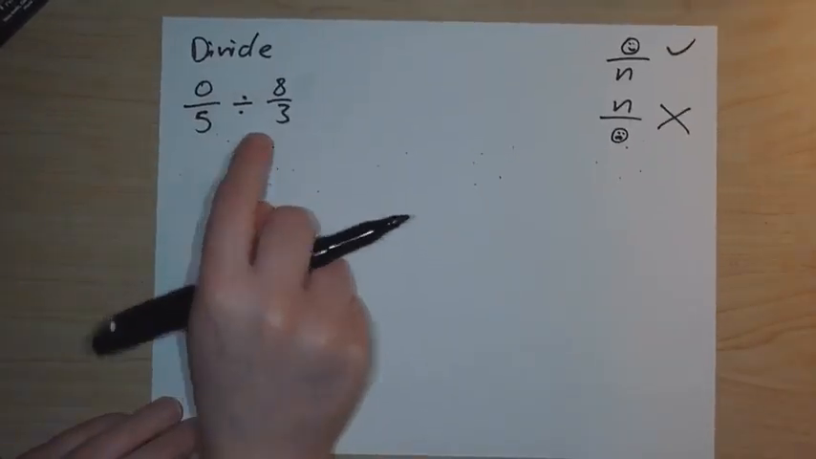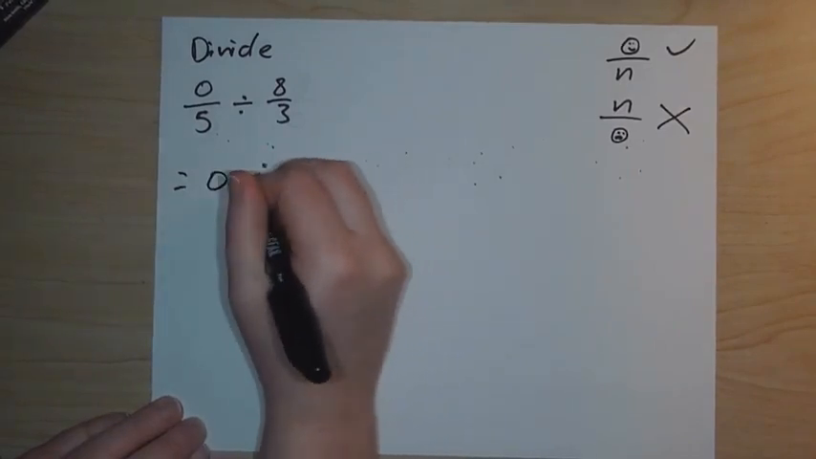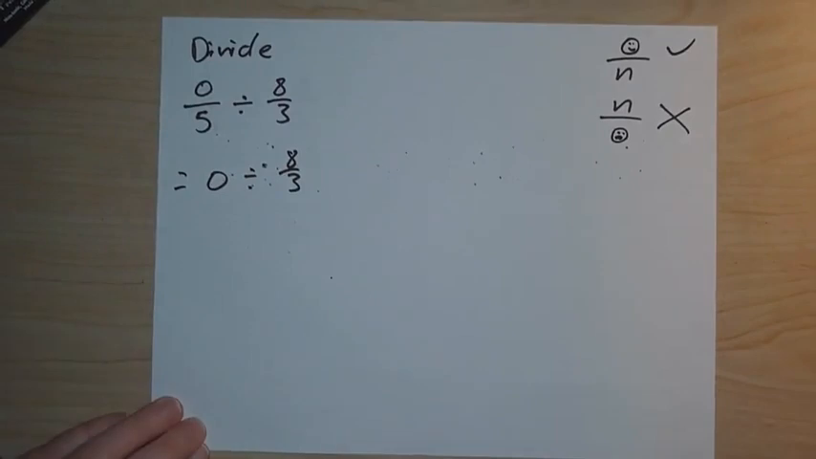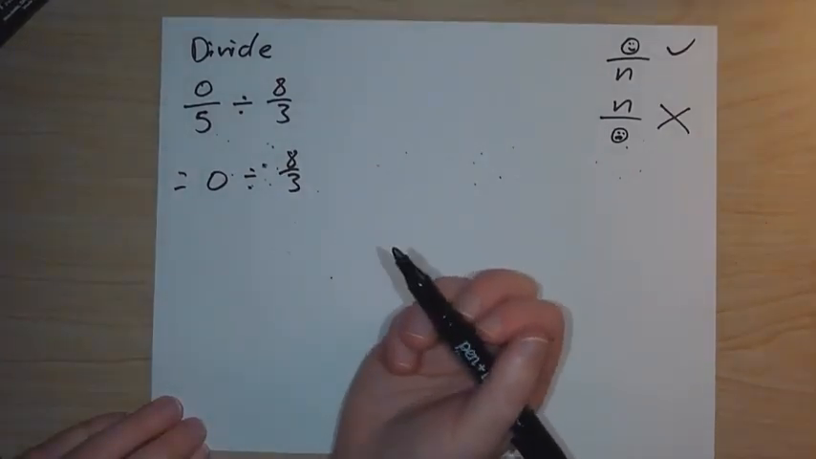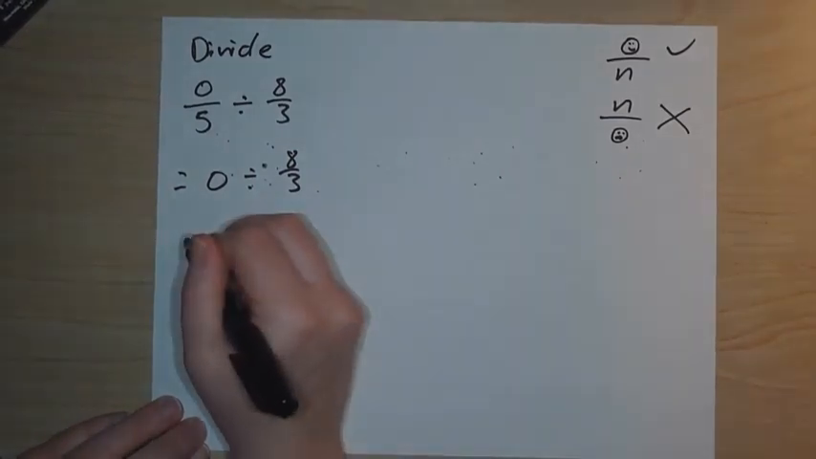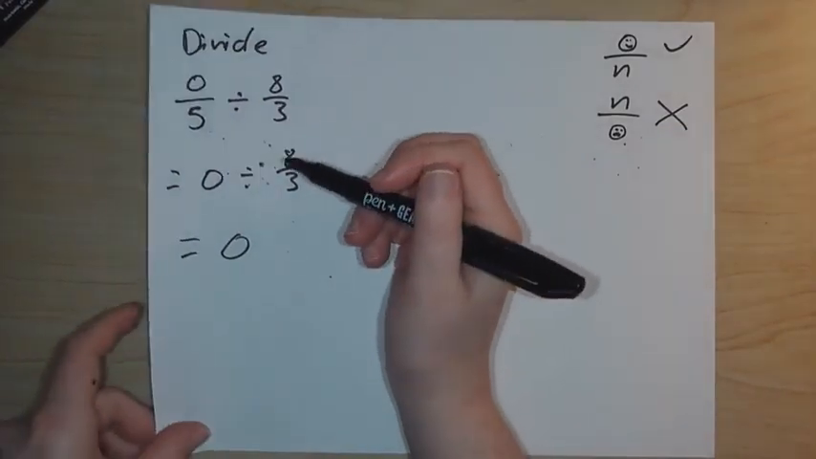So this is the same thing, but 0 divided by anything is 0. So this is the same thing as 0 divided by 8/3. And 0 divided by anything is also 0. So this is just 0. It all just goes down to 0.